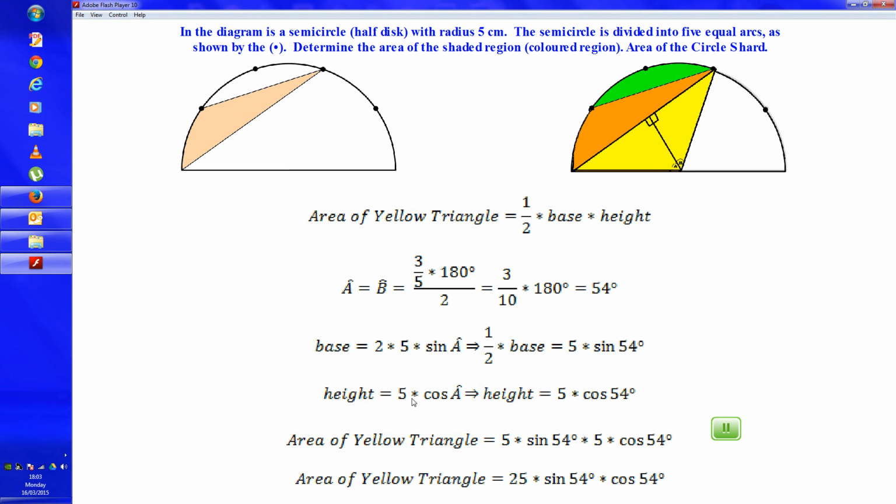Height is 5 multiplied by cos A. Height equals 5 multiplied by cos 54 degrees, which is our angle A. Area of the yellow triangle therefore equates to 25 multiplied by sine 54 degrees multiplied by cos 54 degrees. Straightforward area of a triangle. Okay, let's move on.